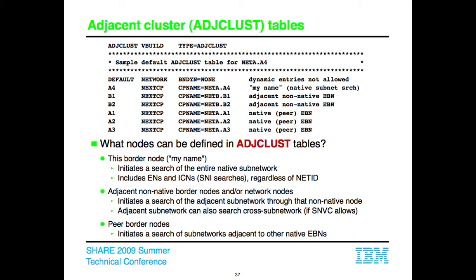So clearly I would want to put those in a table if I was creating a table that would allow me to search everywhere. And the last thing that I can put in the table are all the peer border nodes. A1, A2, and A3 are A4's peer border nodes. So those are the types of entries you can put in the table. You can put your own name in the table, you can put any peer border node in the table regardless of whether he's adjacent to you or not, because we can tell where they are from the native topology database, or any non-native adjacent node that's not an end node, like a border node or a network node. They have to be adjacent to you, but if they're non-native, you can put those names inside the adjacent cluster table also.